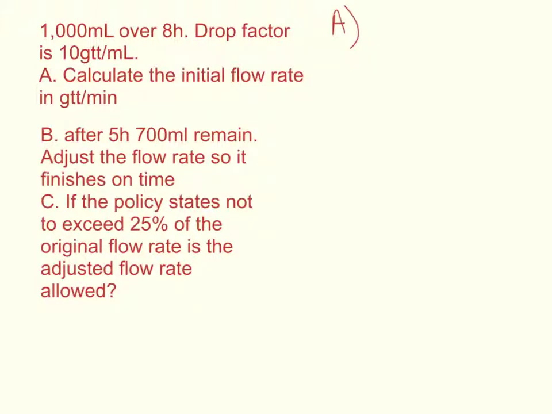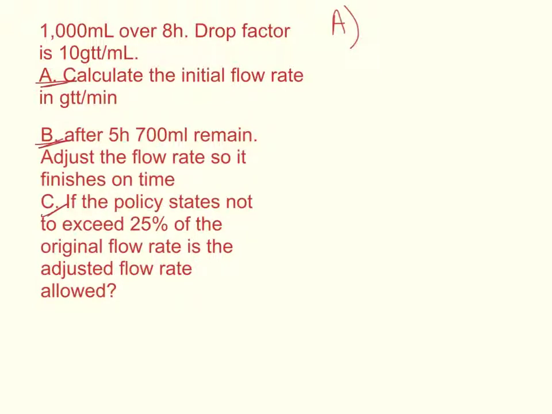Okay, so this is a really good question because there's multiple points to it. There's a part A, there's a B, and there's a C. So 1,000 milliliters is ordered for the patient over 8 hours. The drop factor is 10 drops per milliliter. Calculate the initial flow rate in drops per minute.